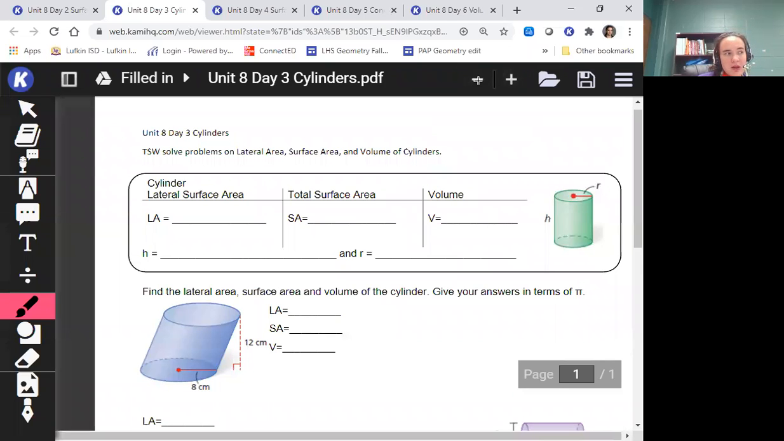Today we are working on the surface areas and volume of a cylinder. So some things to know. H still stands for height. R is still for radius.